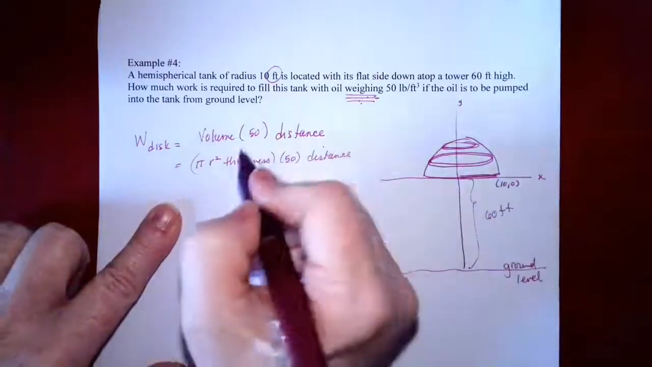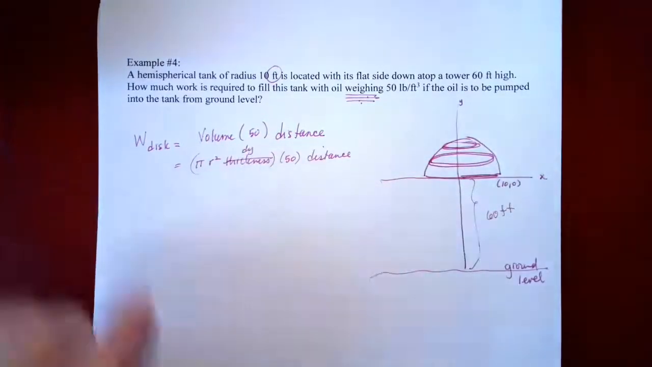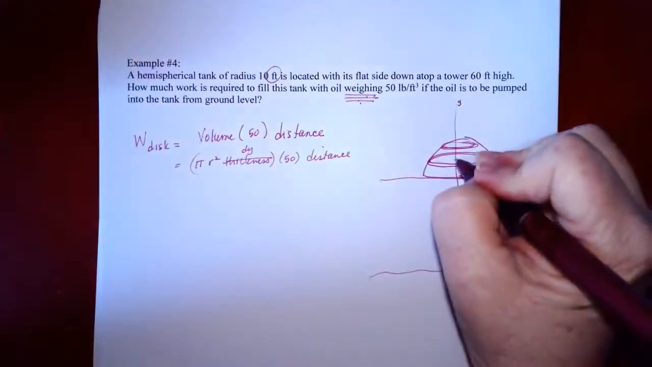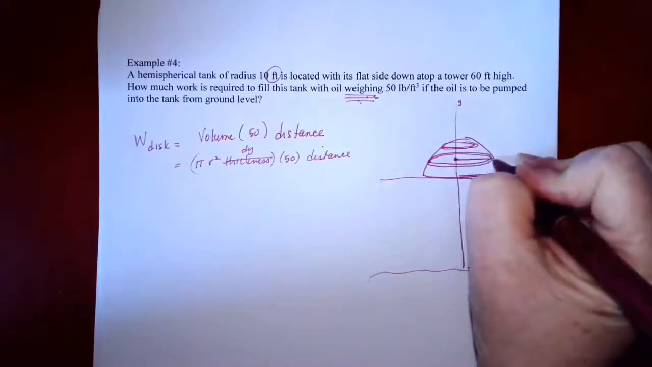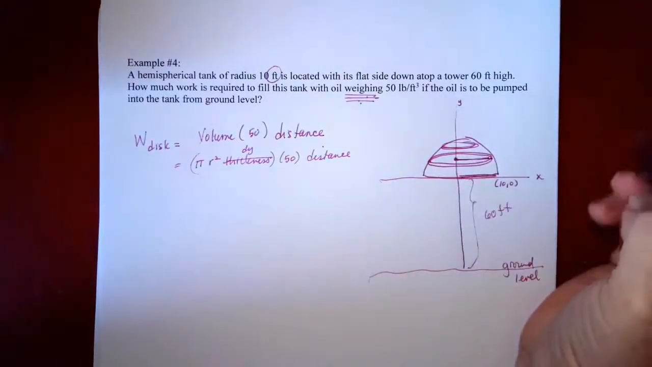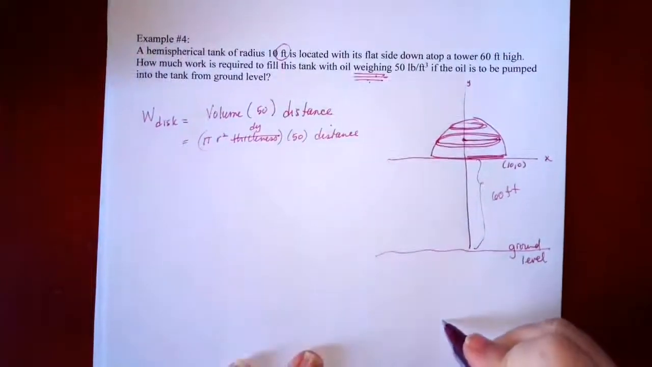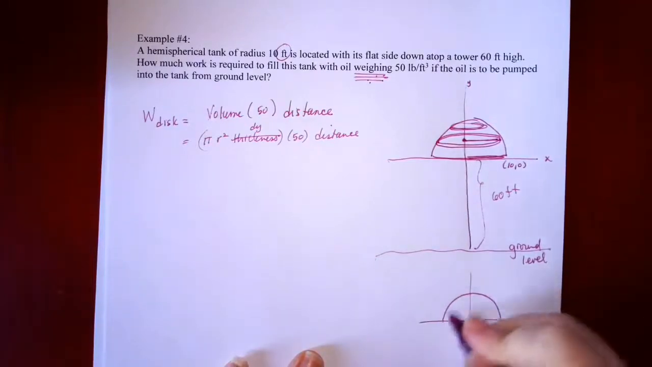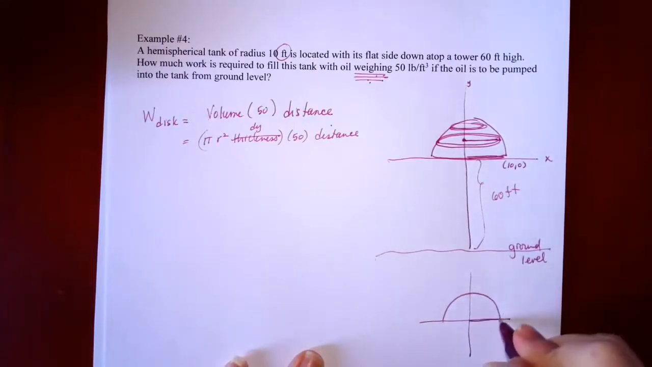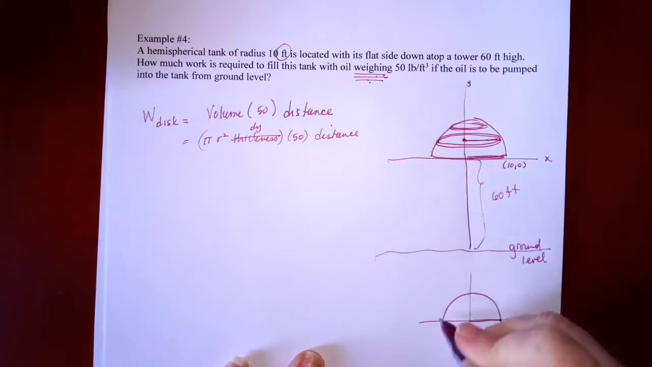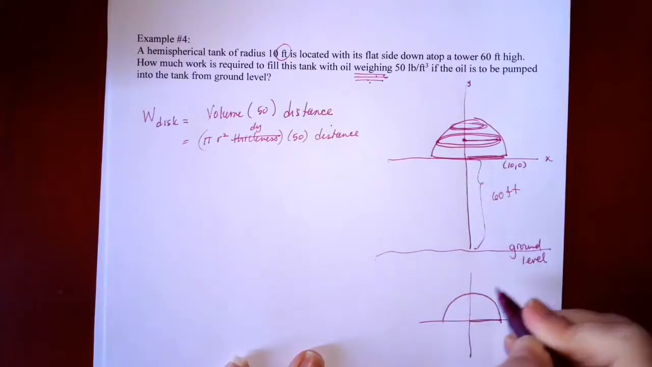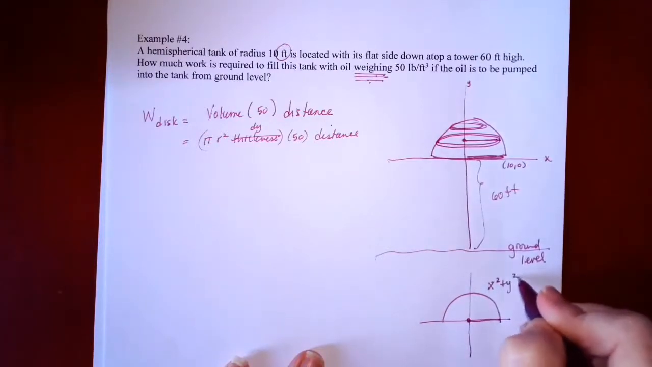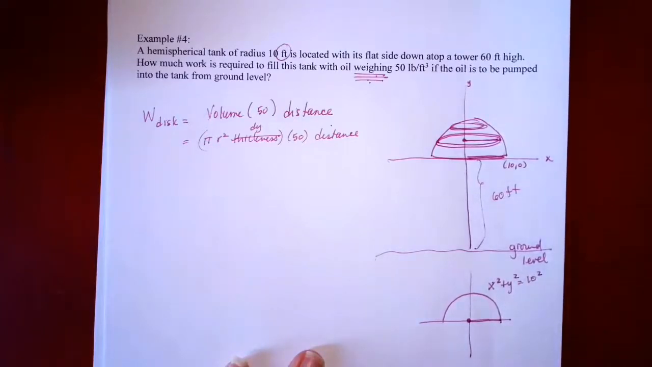Now, the thickness is still dy. Since we're going to be moving things vertically here, the thickness is pretty much always going to be dy. The question is, for this little representative disk, what is that radius? Well, if you look at that cross section, the boundary curve is a semicircle, right? Semicircle of radius 10. What's the equation of a semicircle? Well, a circle centered at the origin is just x squared plus y squared equals r squared.